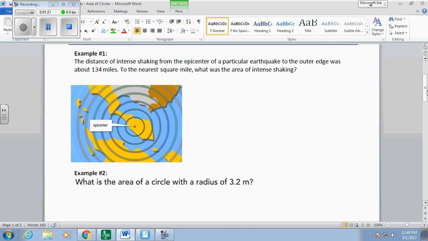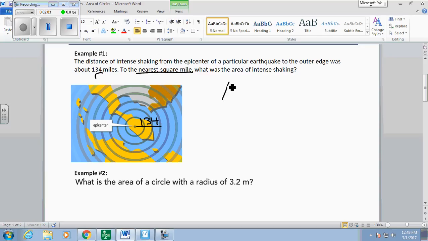Example number 1 says that the distance of intense shaking from the epicenter of a particular earthquake to the outer edge was about 134 miles. To the nearest square mile, what was the area of intense shaking? So they are reminding me that I want to have the nearest square mile here. So that's reminding me where to round. So when you're looking at this shape here, they are telling you that each of these circles represents a distance away from the epicenter. So they are just giving us that the radius of one of these circles happens to be 134 miles, because they said from the epicenter to the edge of a particular circle. So that is our radius.